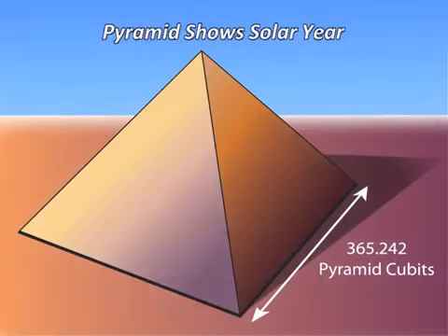Now for some of the mathematical proofs. We look at the base of the Great Pyramid is 365.242 pyramid cubits. Remember, that was 25 cubic pyramid inches. And it's interesting because the Egyptian calendar had 365 days. It did not have partial days. And they didn't understand irrational numbers like 365.242.